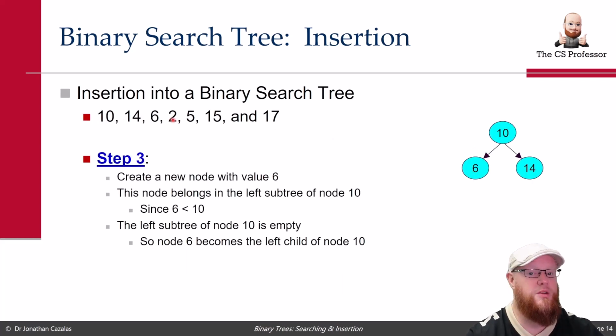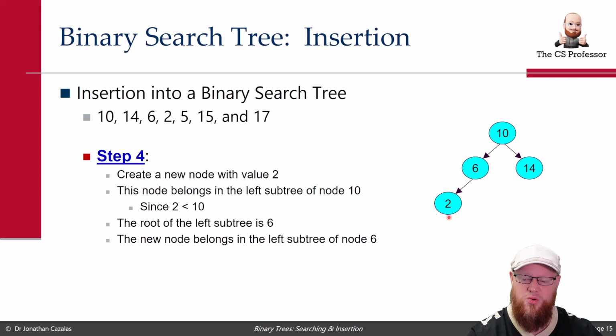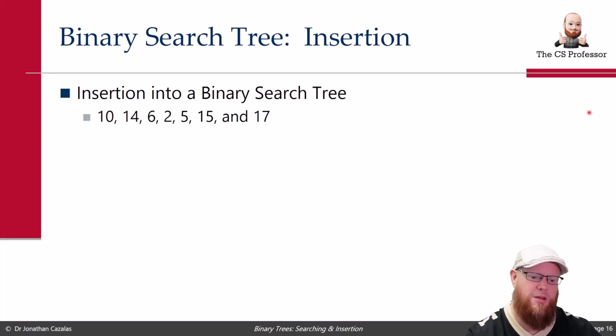Now we're at the 2. Where does the 2 go? Well, start at the 10. 2 is smaller. Come to the 6. The 2 is smaller. Come to the left. And the 2 will come right here at the empty position. And that's exactly where the 2 goes. Feel free to pause the video, read along with this text. I'm not going to read the text. Hopefully it'll be clear as we go along on this small example.